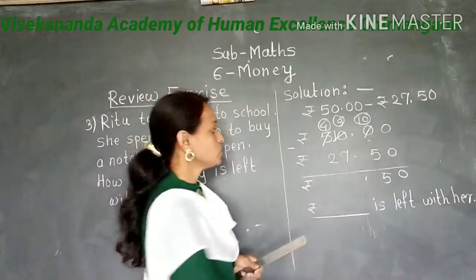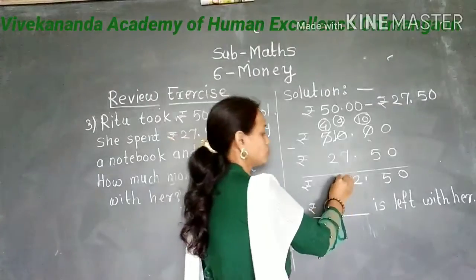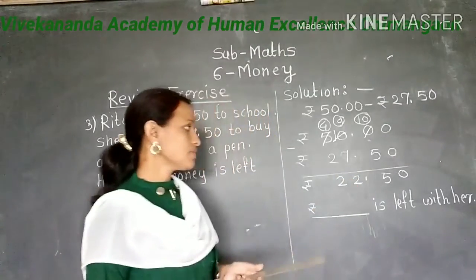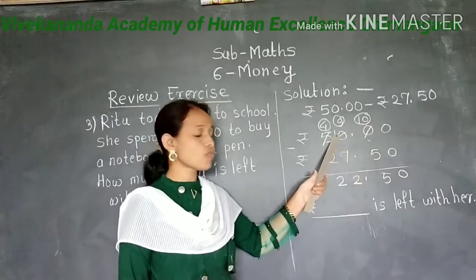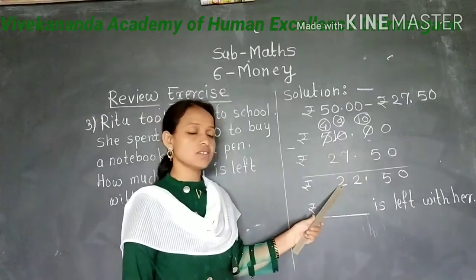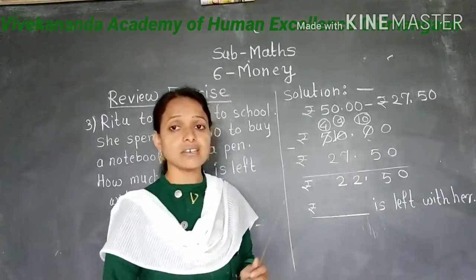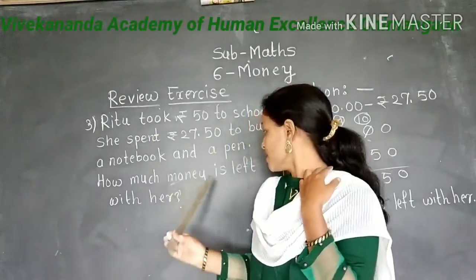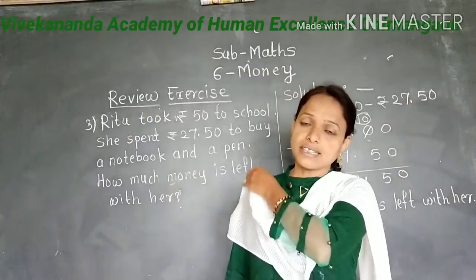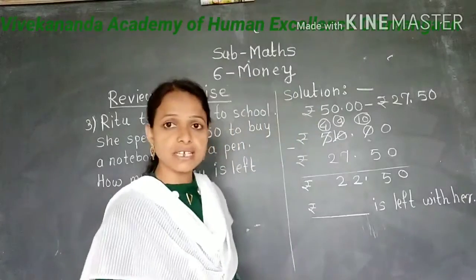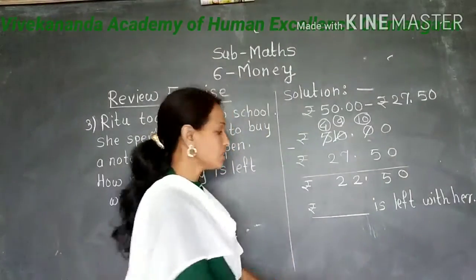9 minus 7, 2. And 4 minus 2, 2. So in this way we subtract 27 rupees 50 paise from 50 rupees. We get the answer 22 rupees 50 paise. Okay. And what does it ask here? How much money is left with her? So 22 rupees 50 paise is left with her.